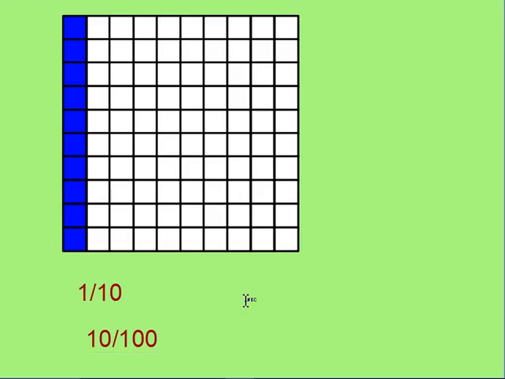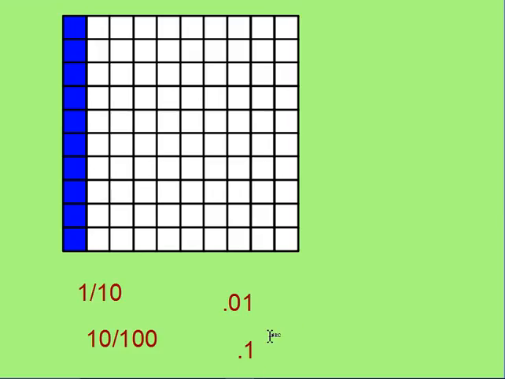How could we write that as a decimal? We could say what? 1% is shaded in? One out of 100? Or we could say just 1% is shaded in, or 1/100th of it.